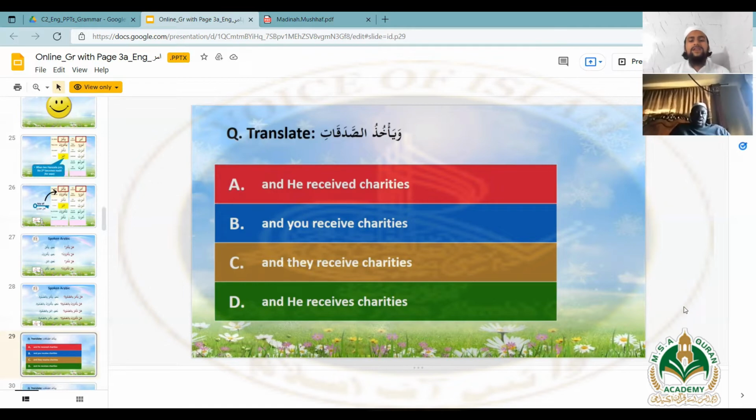And he received charities, and you receive charities. Ya'khudu is a fe'l mudari. Akhada, ya'khudu. Oh, and he received charity. Yes, and he received charity. Yes, and he received charities.